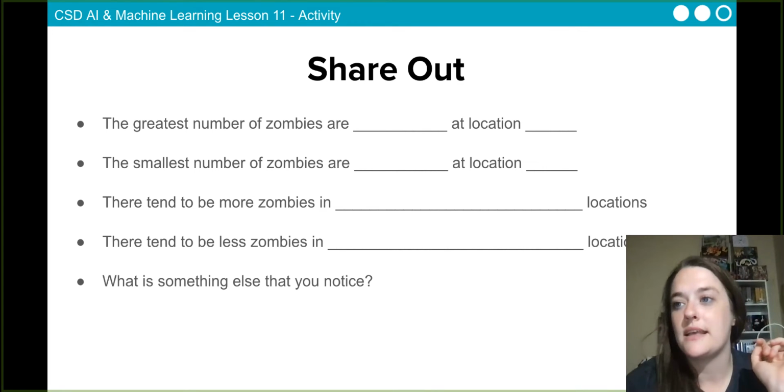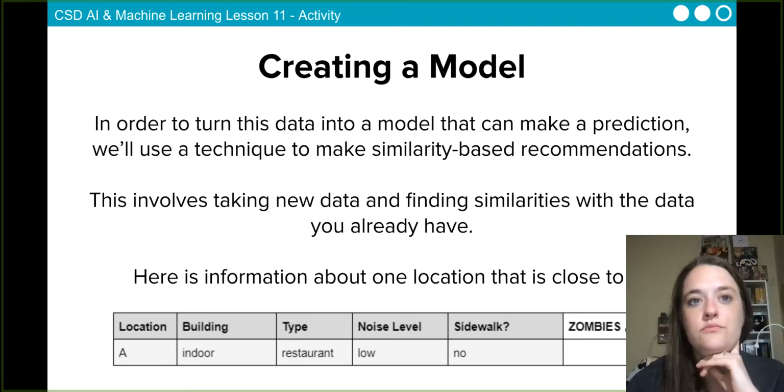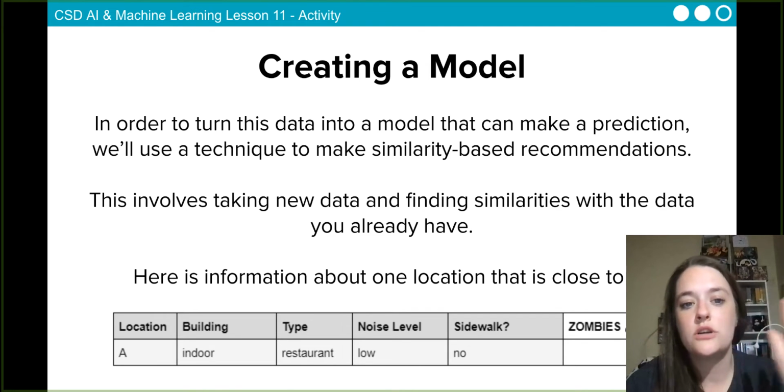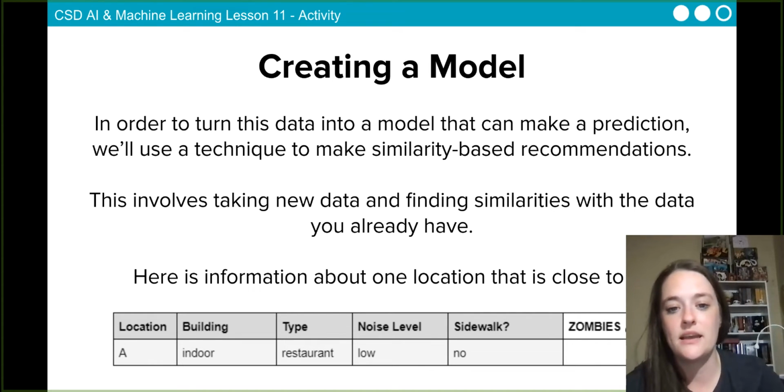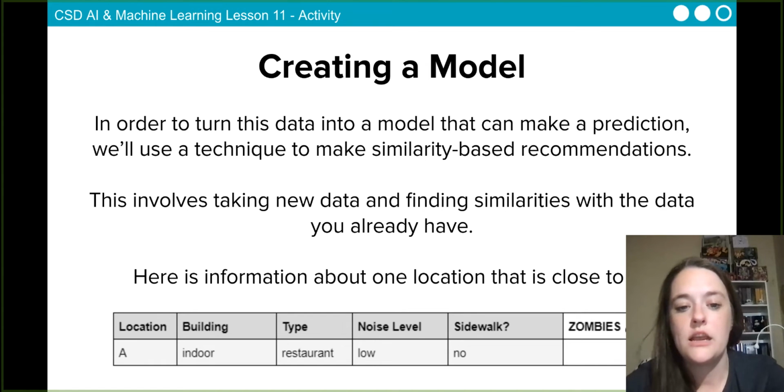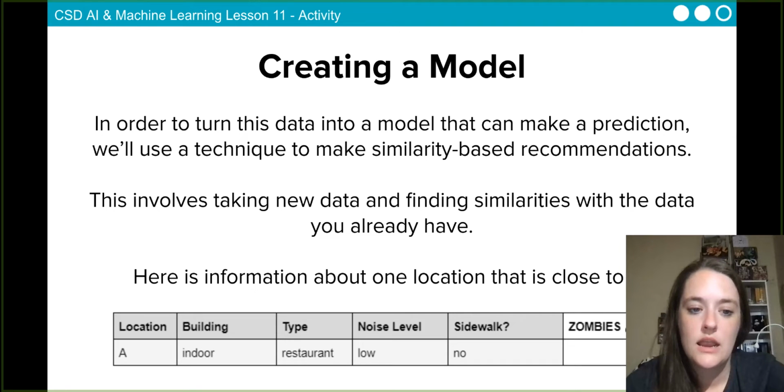Okay, go ahead and flip to the second page, creating a model. So in order to turn this data into a model that can make a prediction, we will use a technique to make similarity-based recommendations. This involves taking new data and finding similarities with the data you already have. Here is information about one location that is close to us. Location A is an indoor restaurant with a low noise level and no sidewalk. Okay?